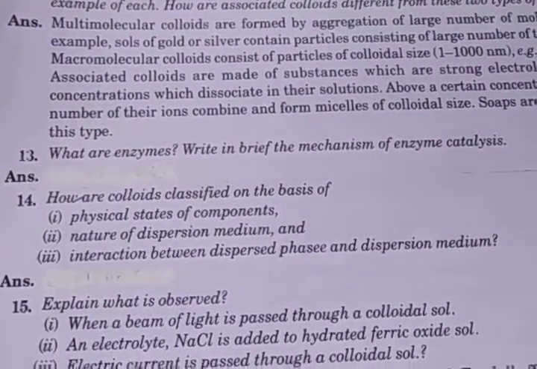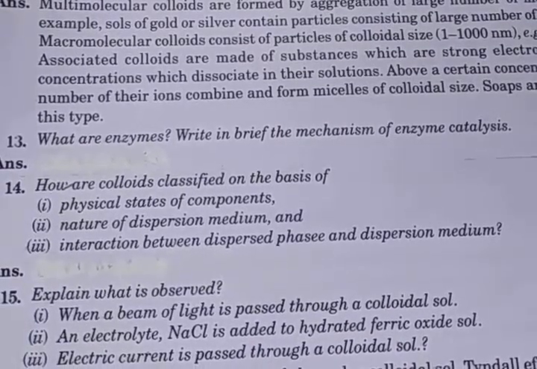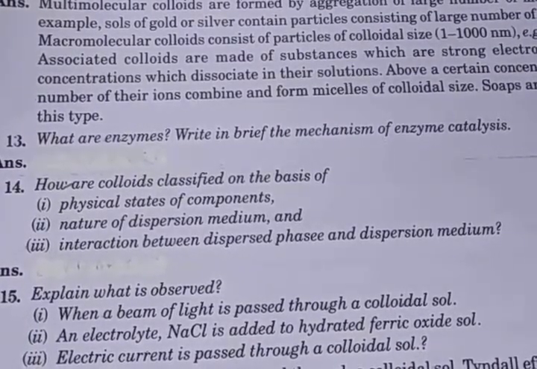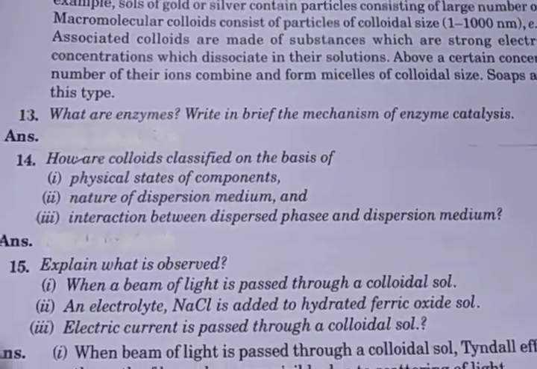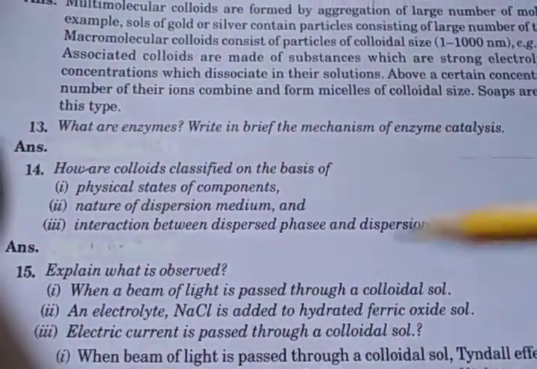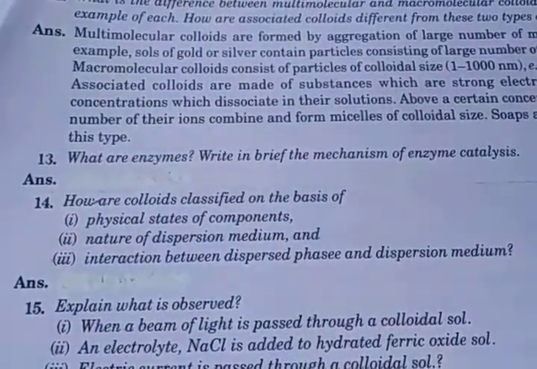Question number 14: How are colloids classified on the basis of? This is the first topic of colloids. Classification is on the basis of the physical state, second the nature of the dispersion medium, and third the interaction between dispersed phase and dispersion medium. I have explained this in detail in my notes.